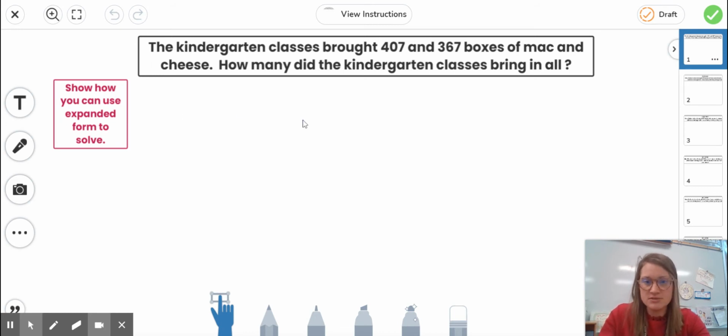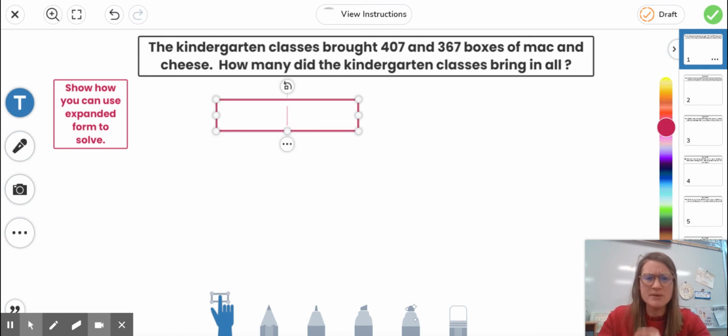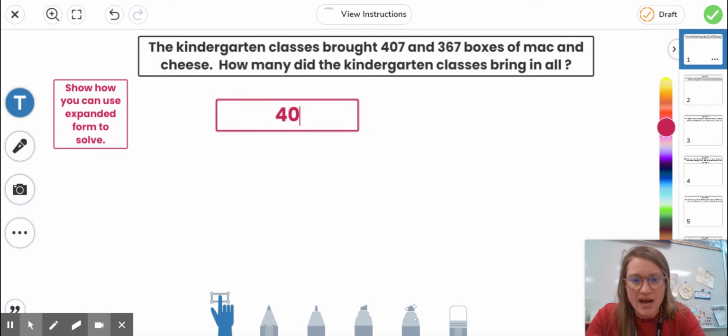So what I'm going to do is I'm going to go ahead and start with the text box. And I'm going to look at those two numbers, 407 and 367. So I know I'm going to set up my equation.